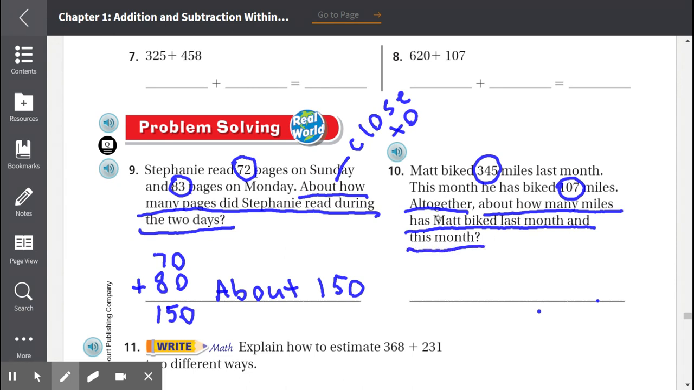So altogether, we know that means to add. Whenever we have something together, we're adding it. Now, about how many miles? We already know about how many means to estimate. We're not looking for the exact answer. We're looking for something close to the answer. About how many? We're not looking for the exact answer, just close to it. So last month was 345 miles.